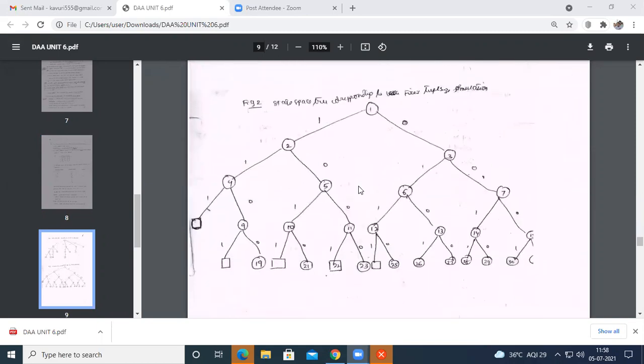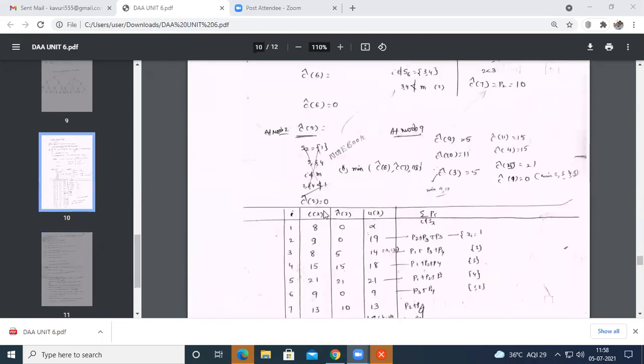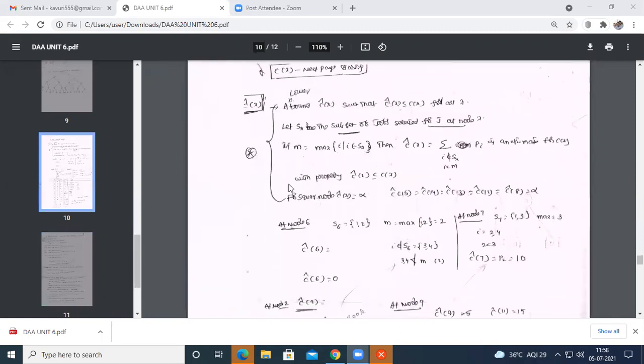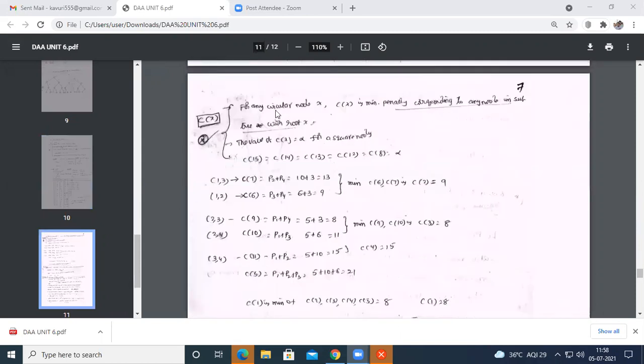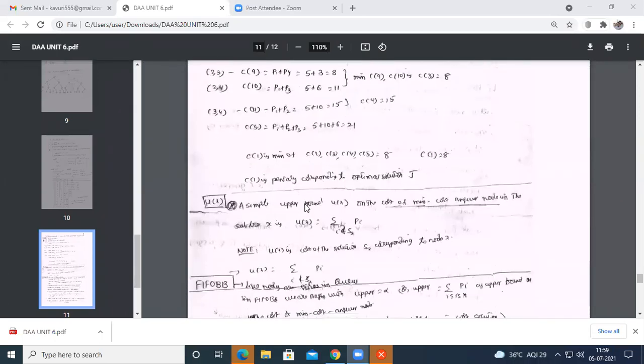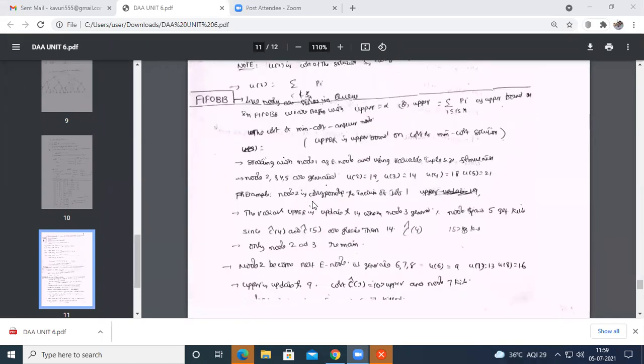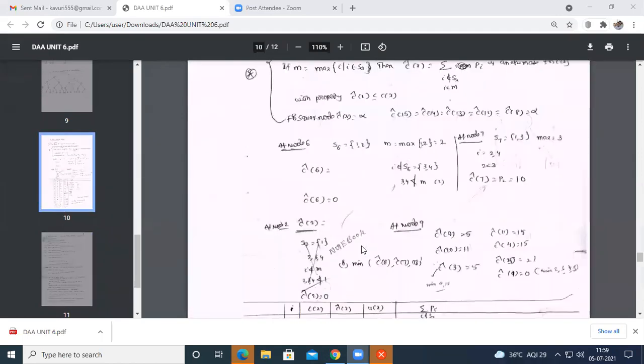Next we are calculating C cap x. First we are calculating C of x for every node; for any circular node, C of x represents the minimum penalty to the answer node. Next we are calculating the upper bound for every node. Then we calculate C cap x, and finally we find the optimal solution with minimum penalty.